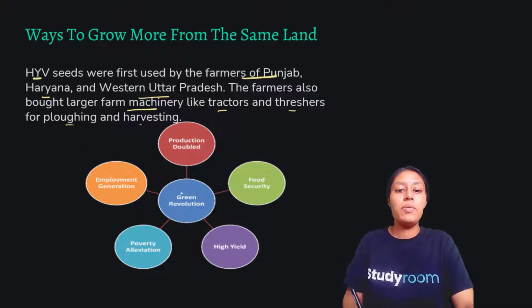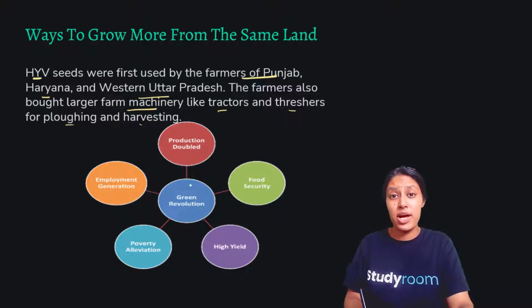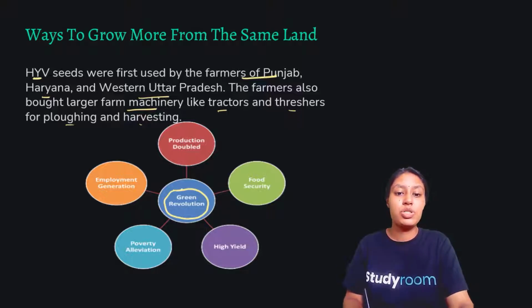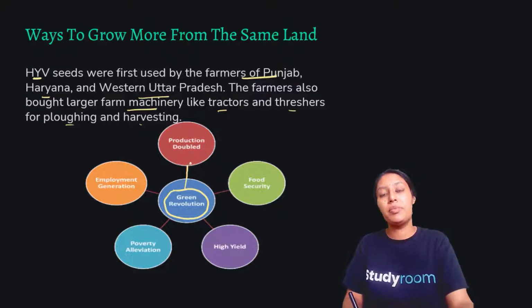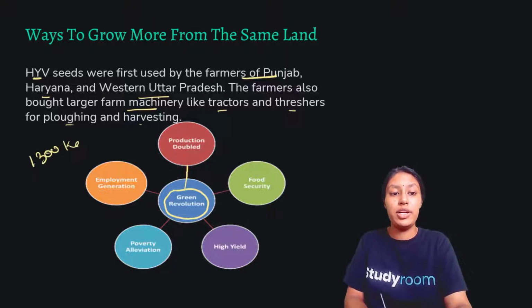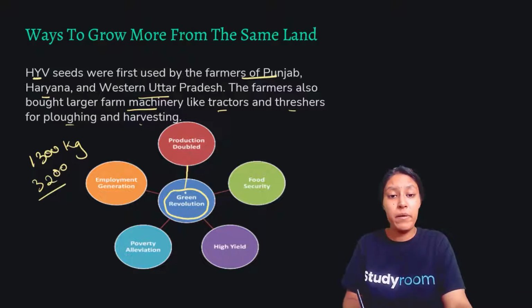Now, let's understand the green revolution more. The green revolution came at a point in India where it was most required. There was a need to change the farming pattern that had been followed in our country. The first thing which happened with the green revolution is that it doubled the production. As we have seen in the case of Palampur, where it used to be just 1,300 kg of wheat, now it has come to 3,200. So it just doubled the production.